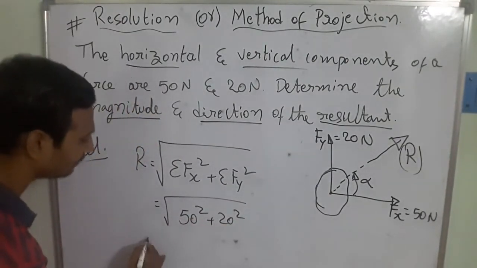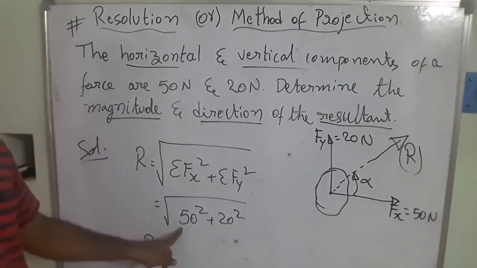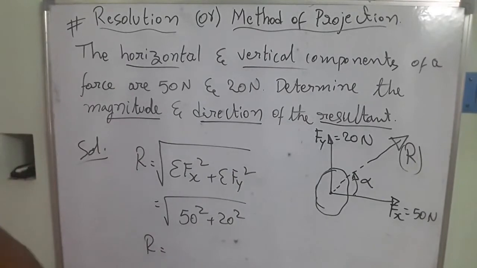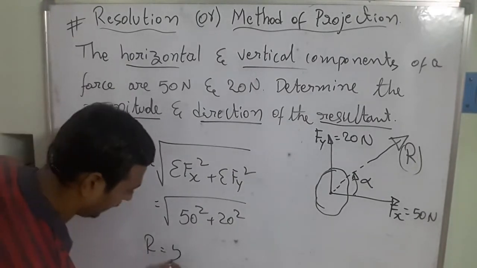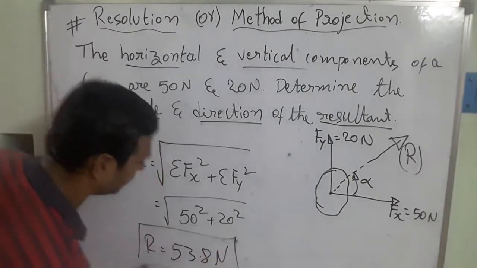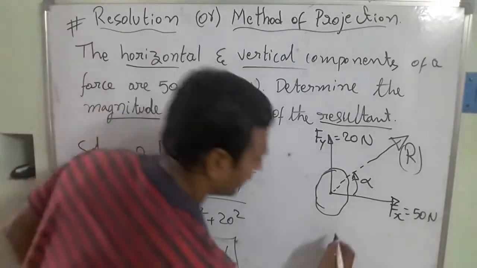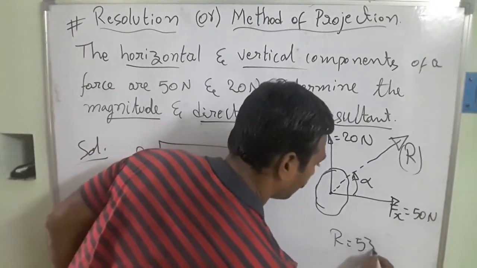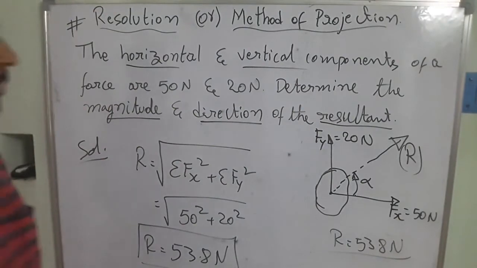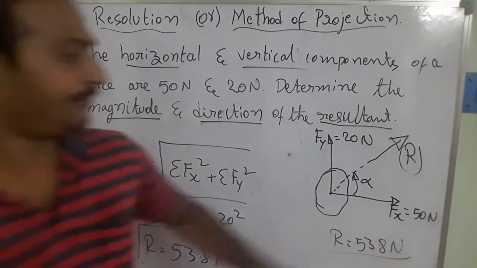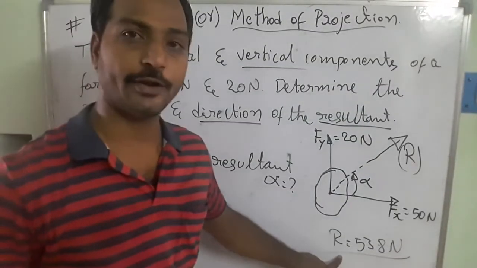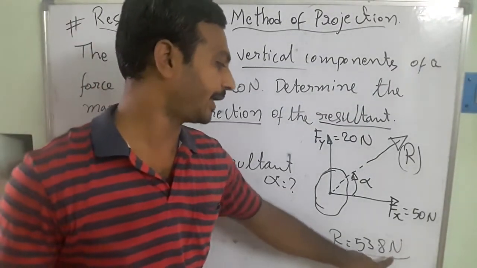If you simplify this, 50 square plus 20 square, the square root of that, finally we get 53.8 newtons. So this is the resultant component, R is equal to 53.8 newtons, we got it. See, we can see here the Fx is 50 newtons, and once we calculated the resultant component, that is 53.8 newtons.